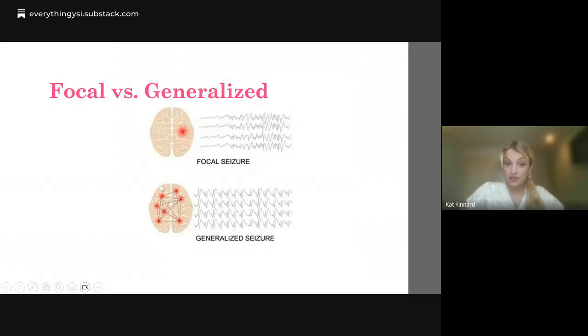Generalized seizures, on the other hand, involve networks on both sides of the brain from the beginning. They often cause the loss of consciousness and the generalized convulsing we see. One goal of EEG is helping to determine where these seizures began, so it provides diagnosis and proper treatment.